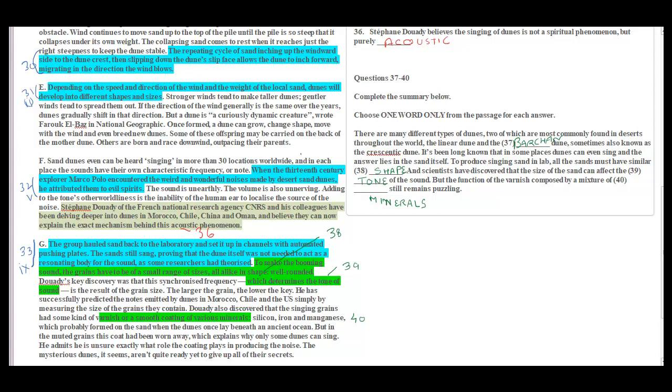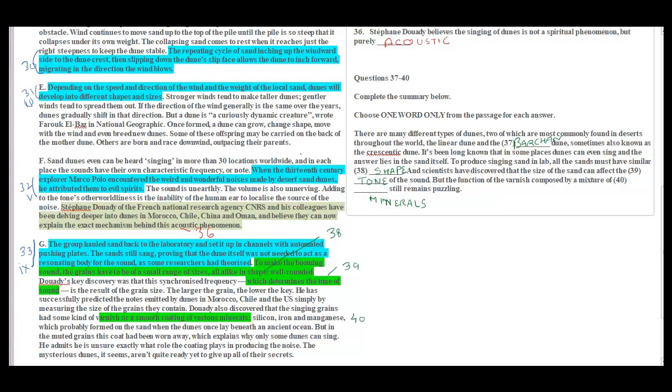And later on, the scientists discovered that the size of the sand can affect the tone of the sound. Later it's given that Dowdy's key discovery was that this synchronized frequency determines the tone of the sound. So basically when the size of the sand differs, the tone of the sound also varies. So the 39th answer is tone.